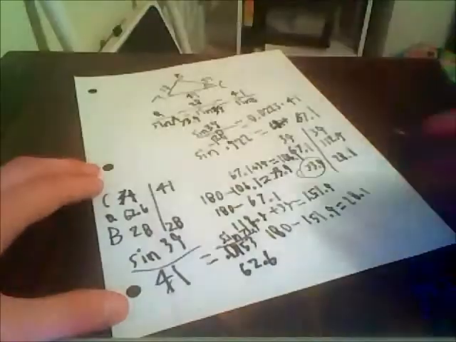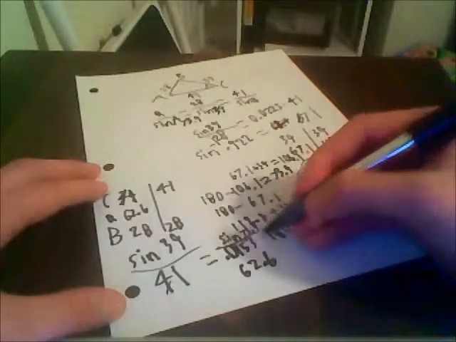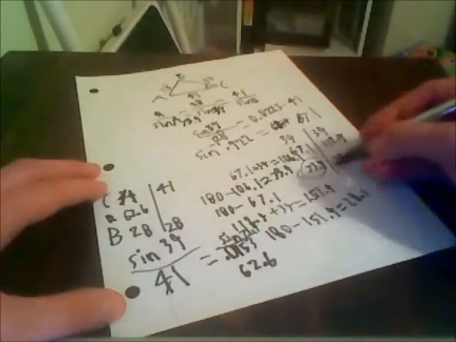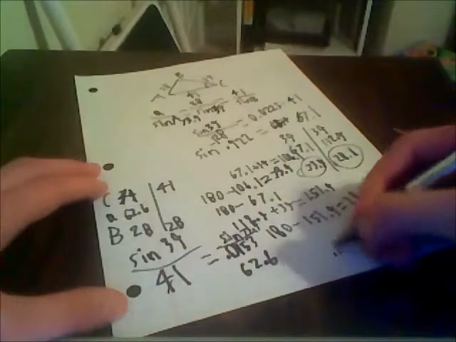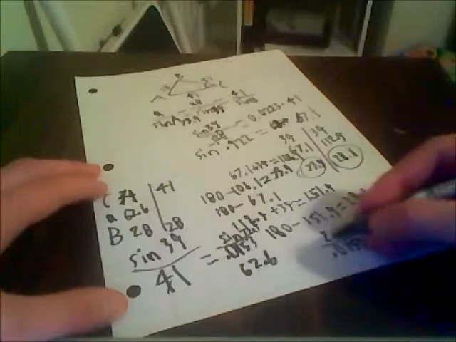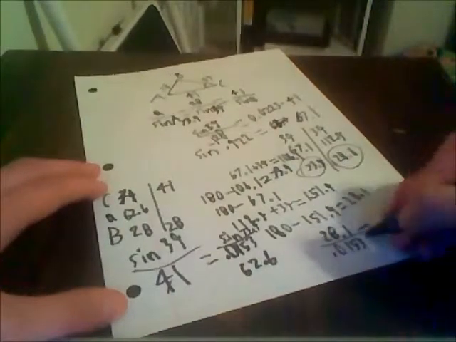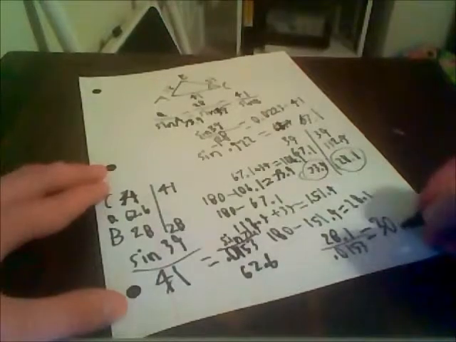And then to find the other one, you pretty much do the same thing, except instead of sine 73.9, you do 28.1. So 0.0153 under 28.1. Using the calculator, we find that this equals 30.8.